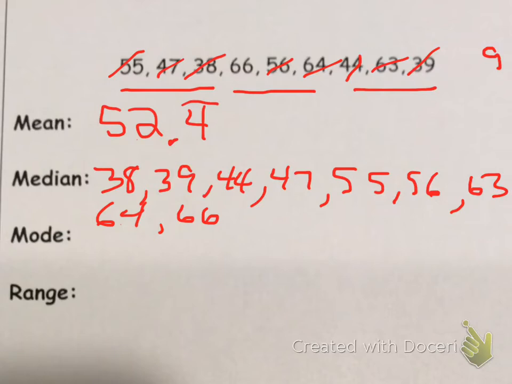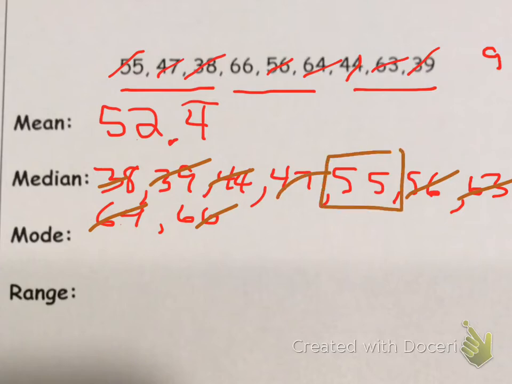Okay, the median is the middle number. Again, I just like to use that cross-off method, so I just like to start at the front and the back, cross them off. Front and the back, cross it off. This time, I have one middle number. That's nice. I love it when that happens. So our middle number or our median is 55.